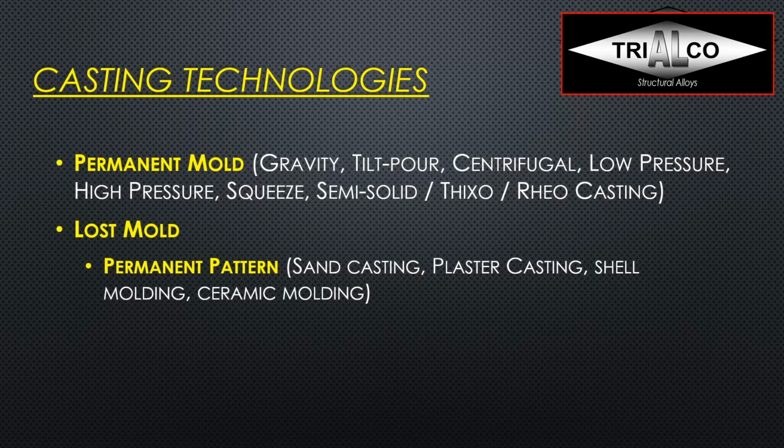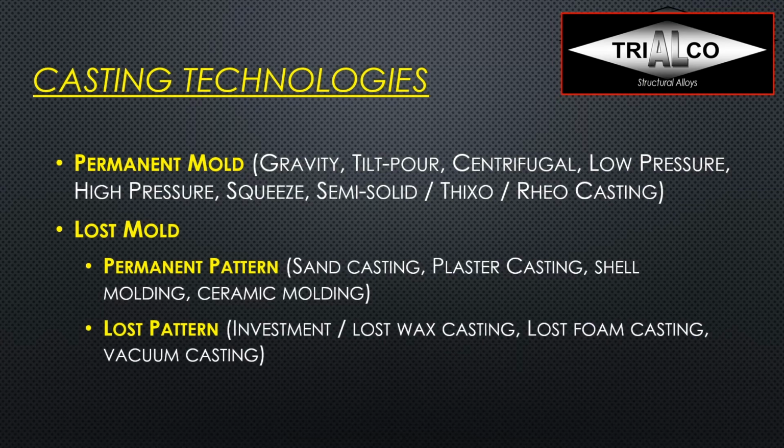If we talk about lost mold casting, we have to distinguish between permanent pattern, so the pattern which represents the casting is used again to make more sand molds, for example, and then lost pattern, which means that the pattern itself is also lost, and then the mold as well. So with permanent pattern technologies, we distinguish between sand casting, so the mold is made of sand, plaster casting, shell molding, and ceramic molding. And within the lost pattern casting technologies, we typically find investment, also known as lost wax casting, lost foam casting, and vacuum casting.